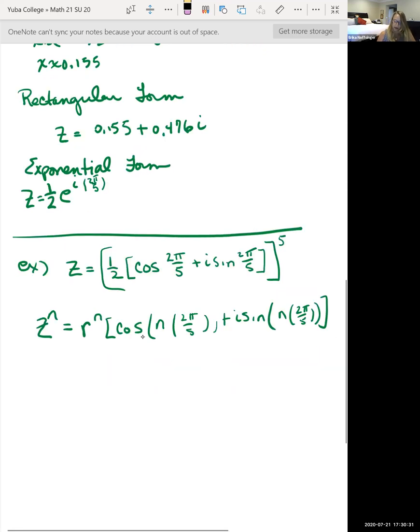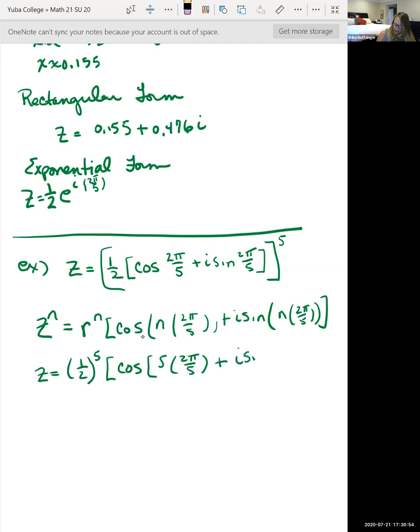So using this formula, we have z is equal to 1/2, all raised to the 5th power. And then this is cosine. Well, n is 5, so 5 times 2 pi fifths plus i sine. Well, n again is 5, so 5 times 2 pi fifths. Okay, there we go.